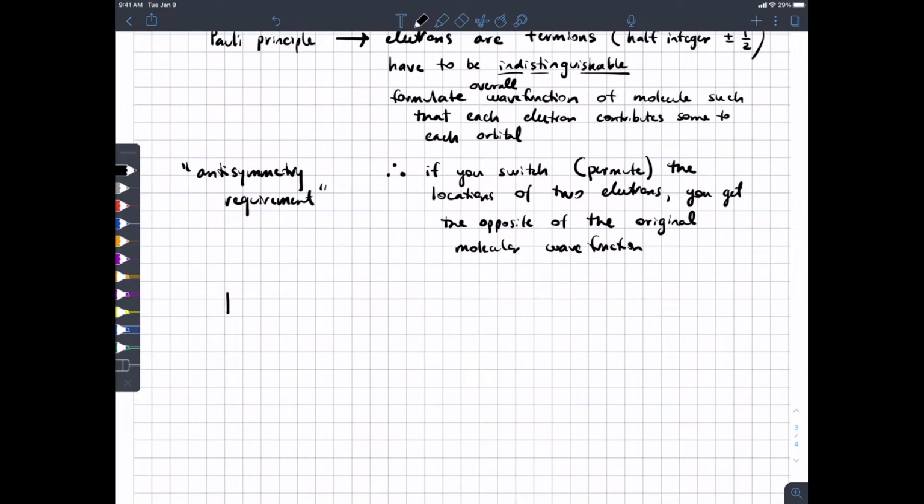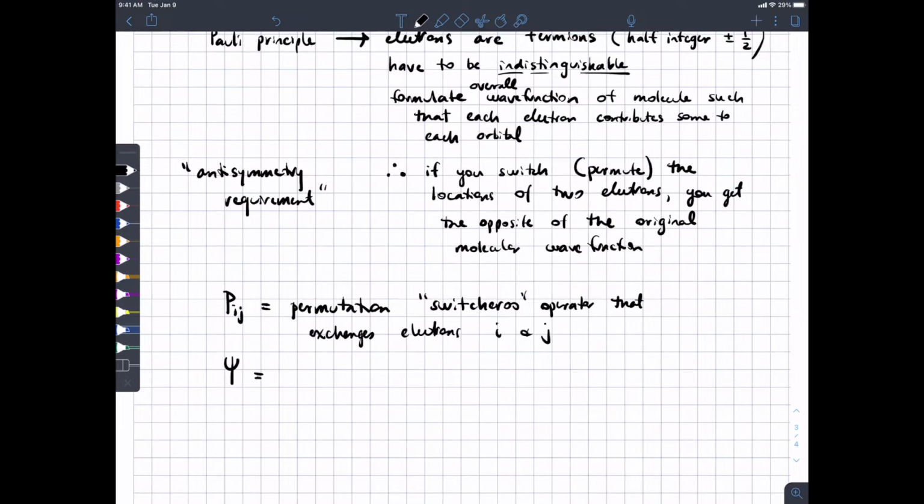I'm going to define P with a subscript I and J as a permutation or switcheroo operator that exchanges electrons I and J. We've got electron I is the label for that electron, and J is the label for the other electron. And I'm going to use the Greek letter psi to represent the wave function of the overall molecule.